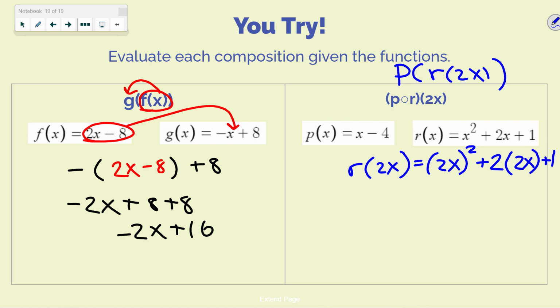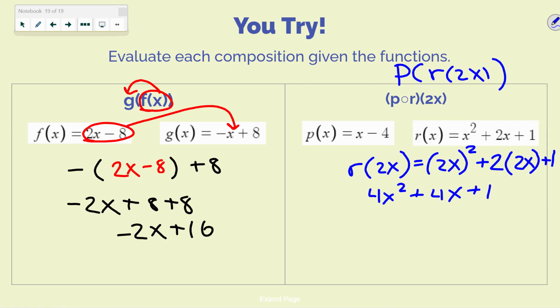So just doing our algebra, right? 2x all squared. What does that become? How do I square something? It means multiply it by itself. So 2x times 2x is going to become 4x squared. Good job. What about 2 times 2x? That would just be 4x. And then plus 1. And are any of these like terms to combine? No. Good job.